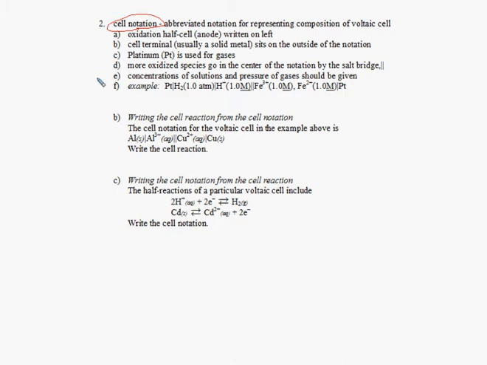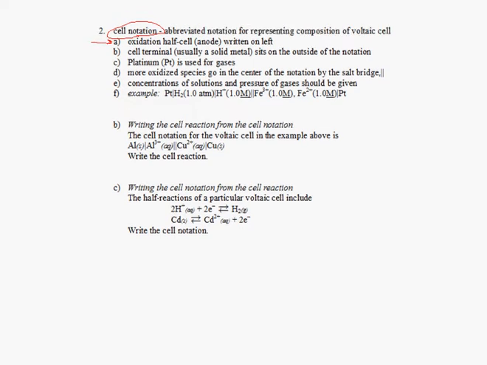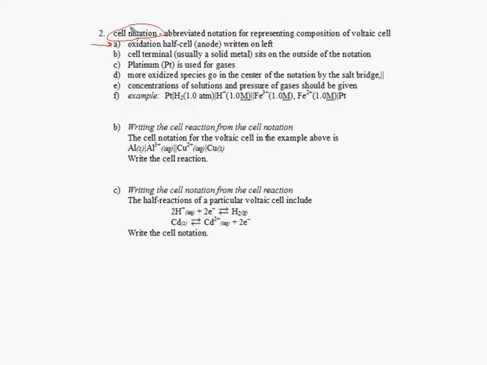First off, when you write your cell notation, you're always going to start out with the oxidation. So whether you learn it as alphabetical from oxidation to reduction, or you learn it as alphabetical from anode to cathode, no big deal. That's basically what you're doing. You want to list off whatever solid you're using in that cell. That goes first. That would be your anode.